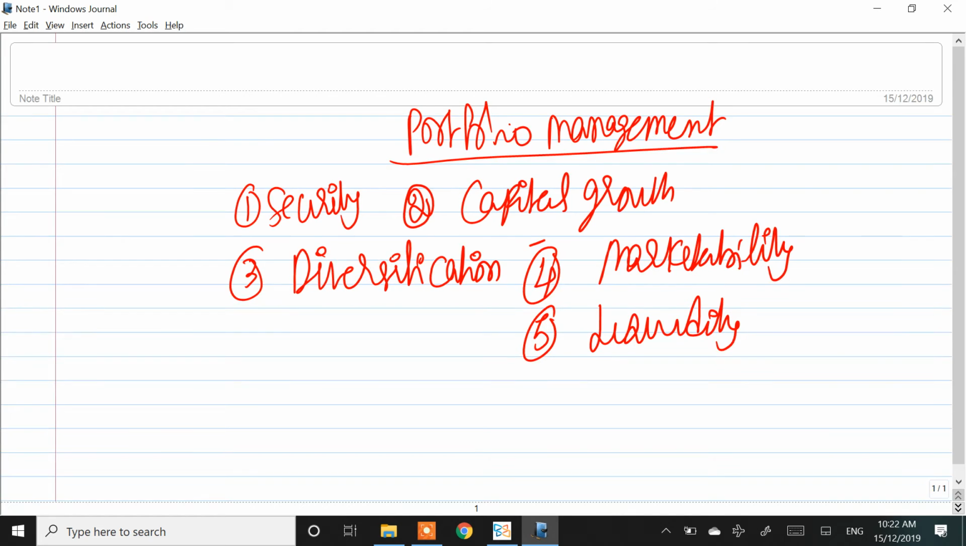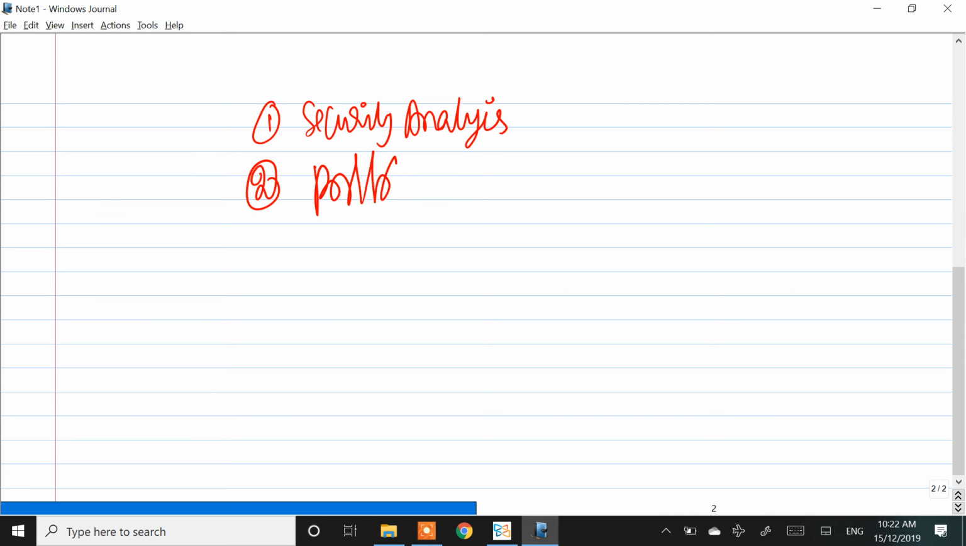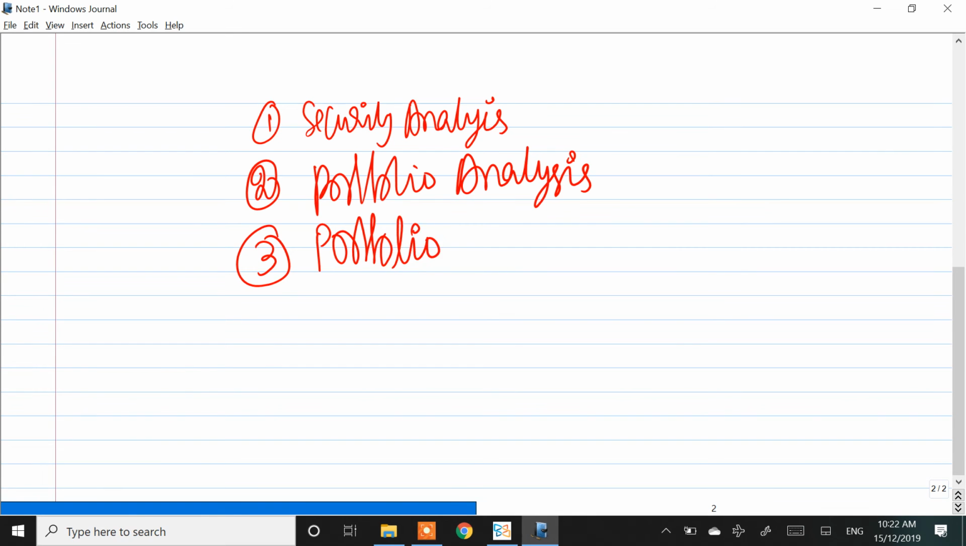Next, what are the various phases of portfolio management? Now, portfolio management goes through a series of 5 steps. The first phase is security analysis, which we learnt in the earlier chapter. After security analysis, I'll do portfolio analysis. So first I do security analysis, then I do portfolio analysis. After doing that, I will do portfolio selection.